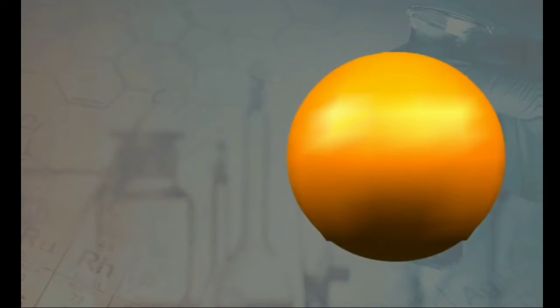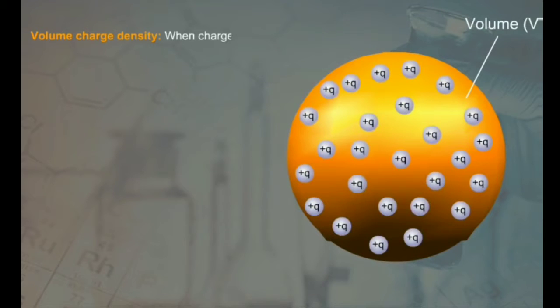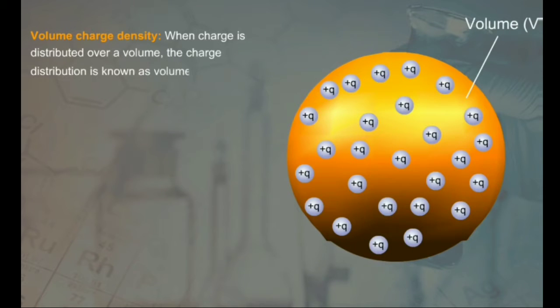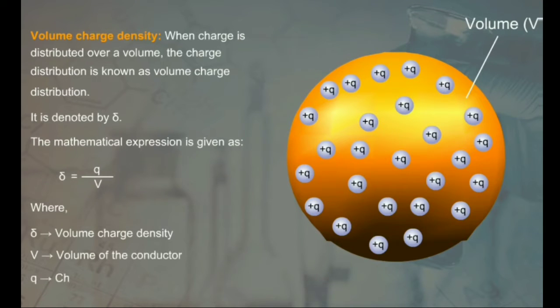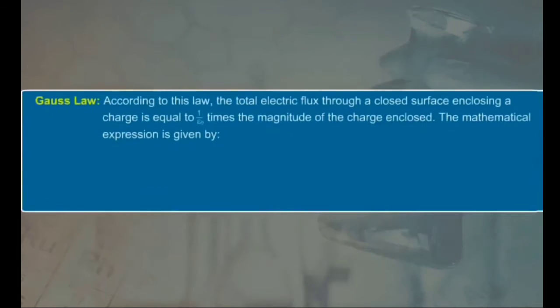Next, volume charge density. When the charge is distributed over a volume, the charge distribution is known as volume charge distribution. It is denoted by delta. The mathematical expression is given as delta is equal to charge per unit volume, q by V, where delta is the volume charge density. V is the volume of the conductor. Q is the charge on the sphere.